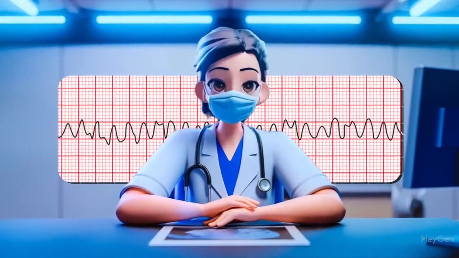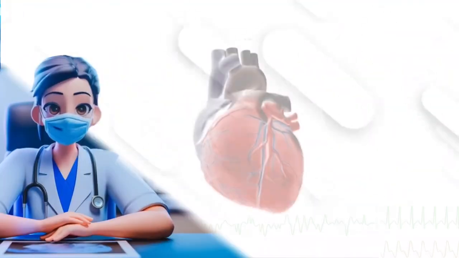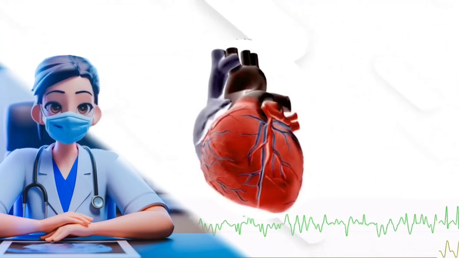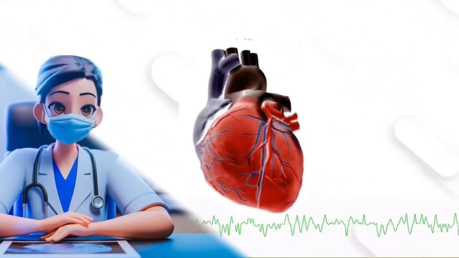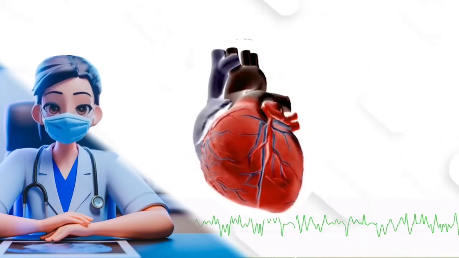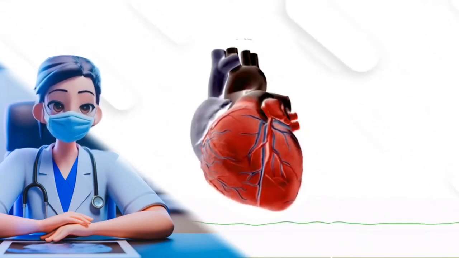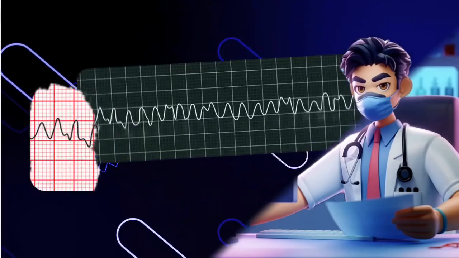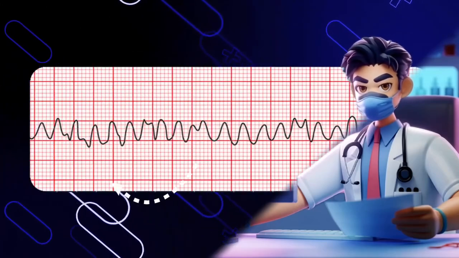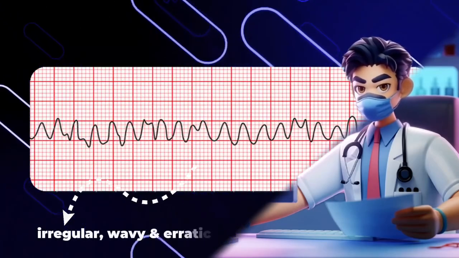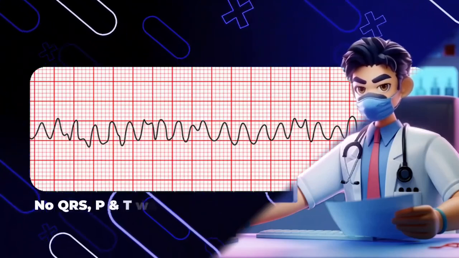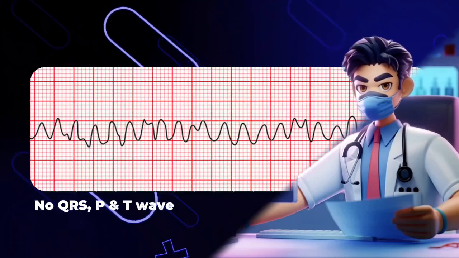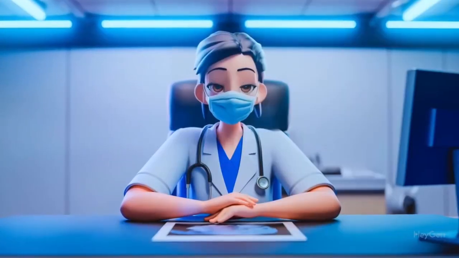Now, let's move to ventricular fibrillation. VF is a chaotic, disorganized electrical activity in the ventricles. It results in the heart's inability to pump blood effectively, leading to sudden cardiac arrest. On the ECG, VF appears as irregular, wavy, and erratic patterns with no discernible QRS complexes, P waves, or T waves. It's a medical emergency.